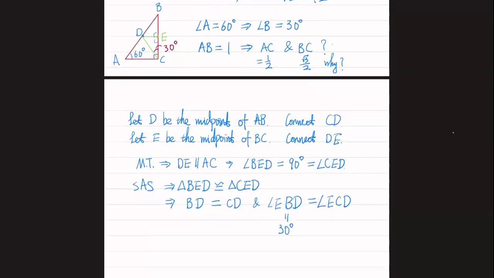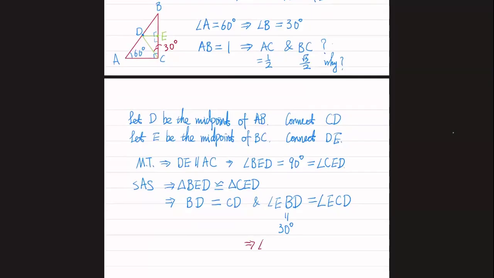So what's left? Angle ACD. 90 subtract 30, that's 60. Okay, so this is what's left. In triangle ACD, two of the angles are 60, and this one is also 60. So this is an equilateral triangle.